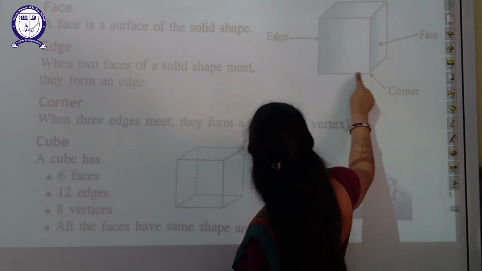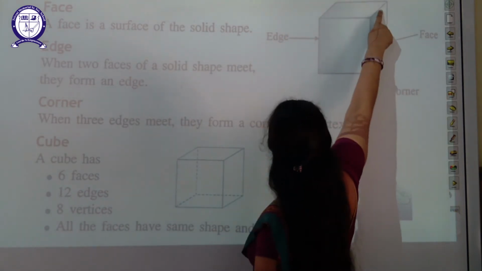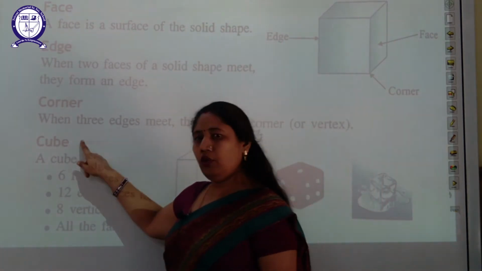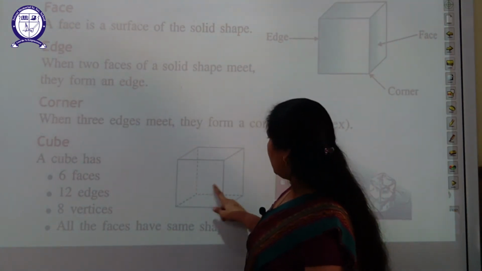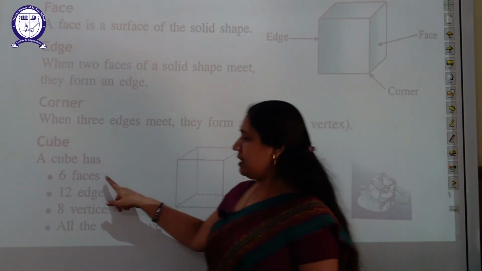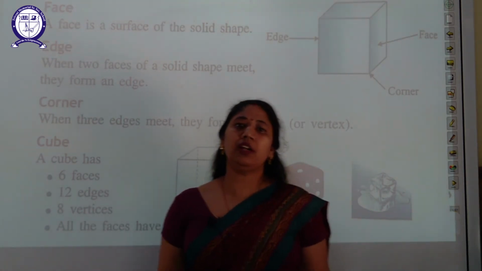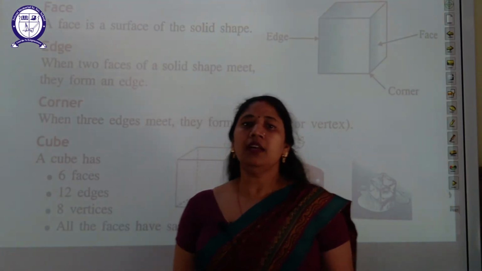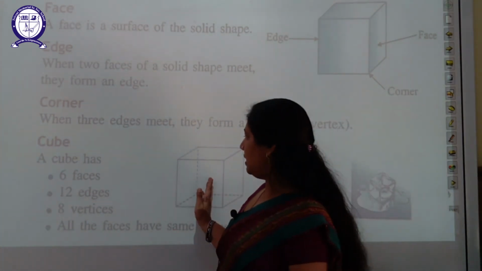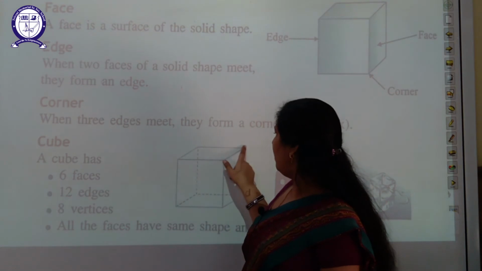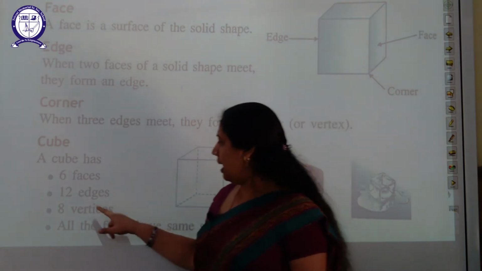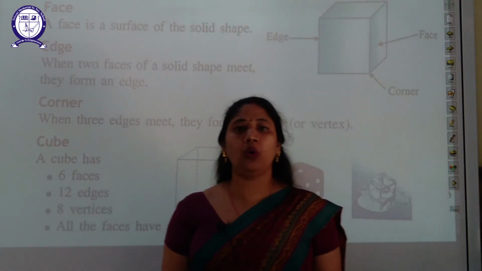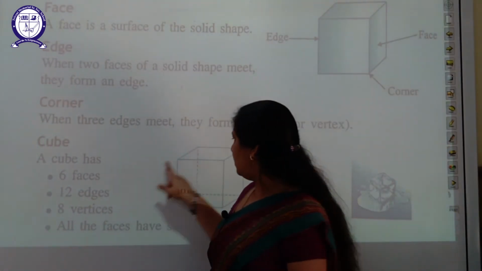These are the edges, these are the corners and these are the faces. So a cube has, look here beta, 6 faces. You have to look in your dice. आपके पास डाइस होते हैं, ब्लॉक्स होते हैं, you have to count it. So there are 6 faces. Corners, when we have to count, so there are 8 vertices. Vertices means corners. And 12 edges like this.